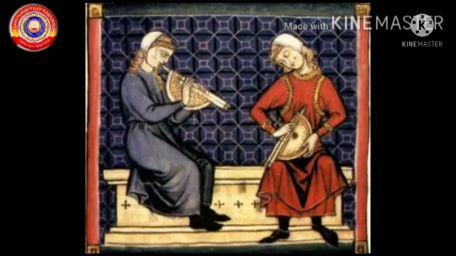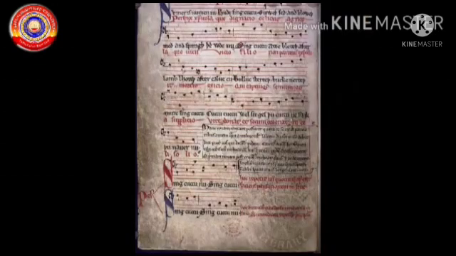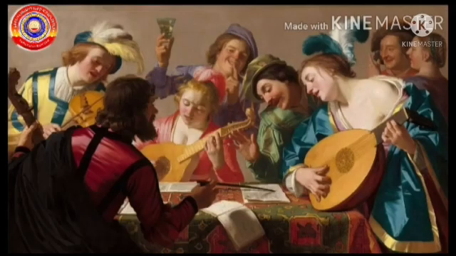The Western music had its beginning in the medieval period. Along with the church music, secular music also developed. The influence of Arabic music is visible in the European music in the period 500 to 1400 CE.